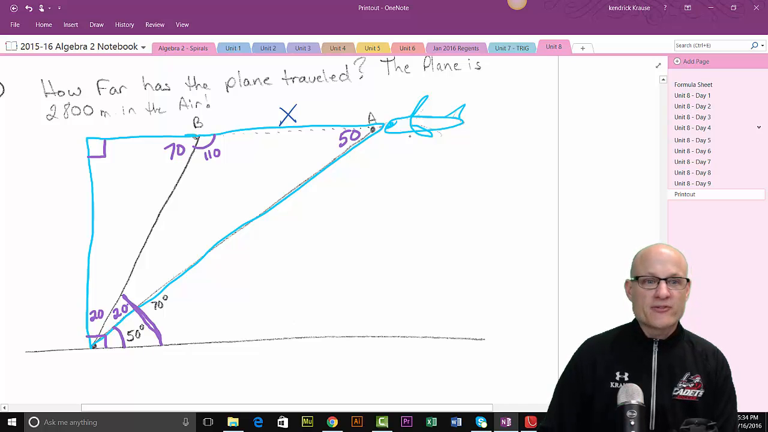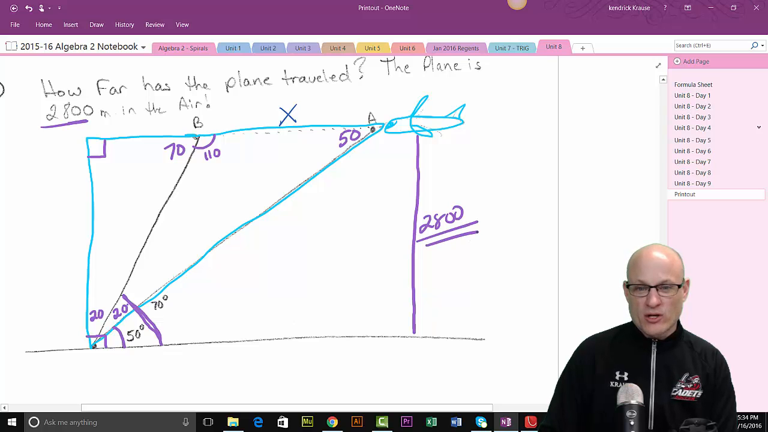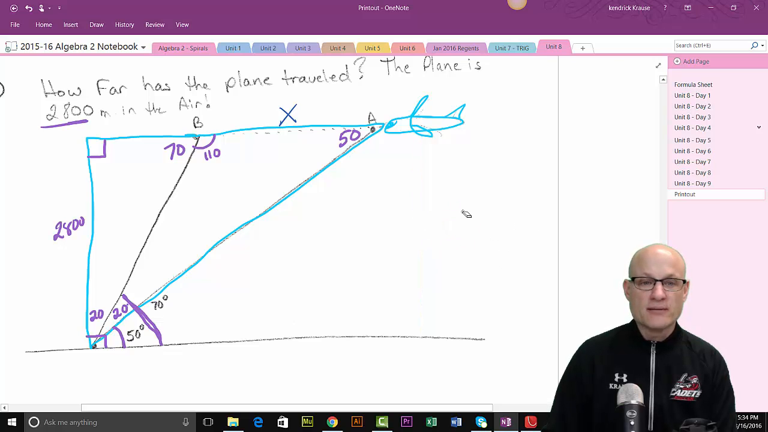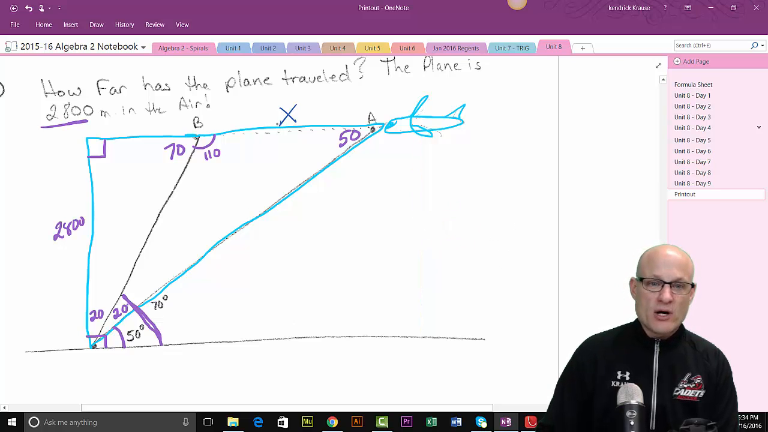Great. The other thing it said was the plane is 2,800 feet in the air. So this is the plane's height, 2,800. But that's kind of useless way over here. So let's put it way over here. Same line, just don't need it over here. All right. So I want x, but x is in this triangle over here. So I got to go through the middle. So we're going to try y.